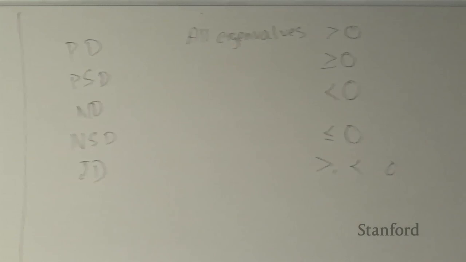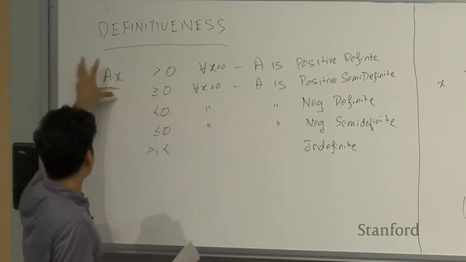Right? So the definiteness of a matrix, which is defined by the quadratic form, has a one-to-one relation with the spectrum of the matrix.